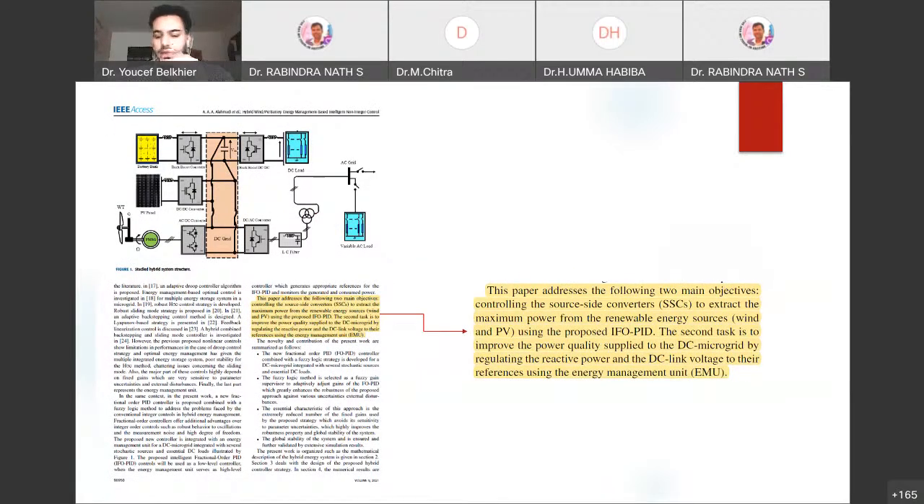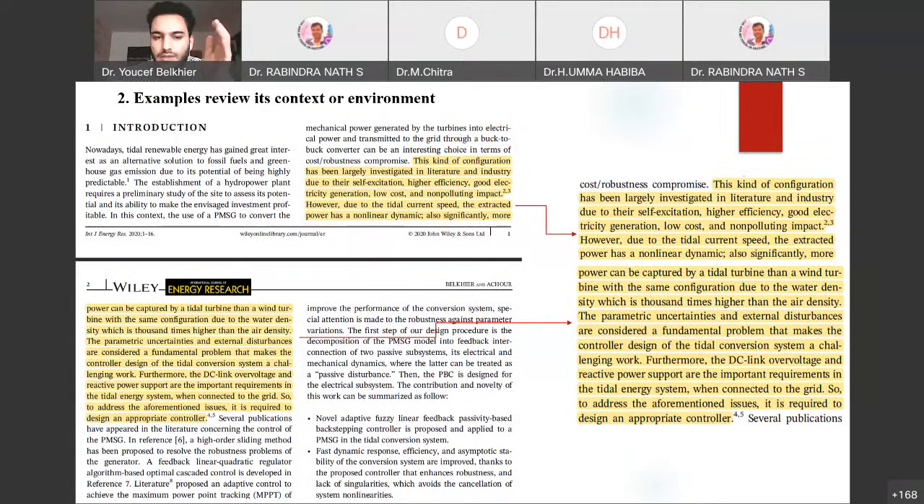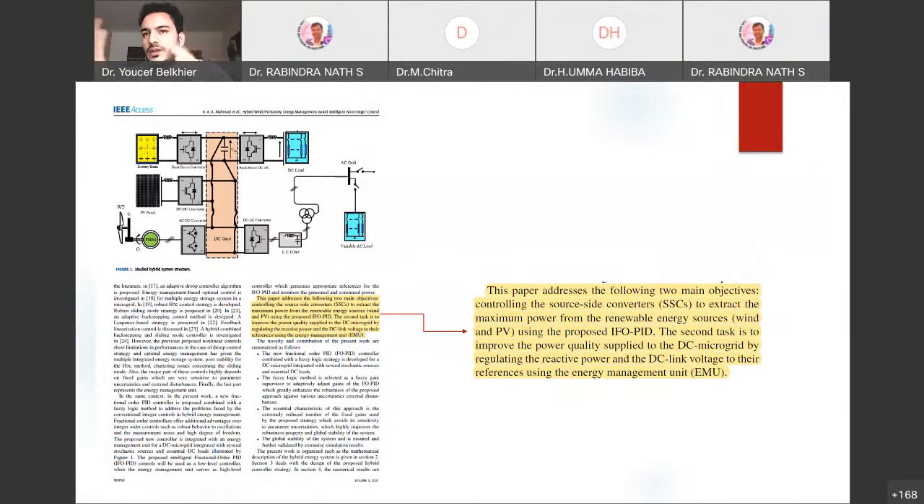Okay, the second, you can directly put it in the introduction without giving the objectives in the abstract. You can just put them in the introduction. And the last one is to put them both in the abstract and also in the introduction.